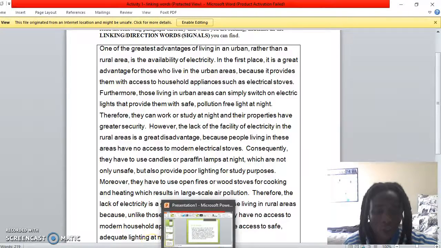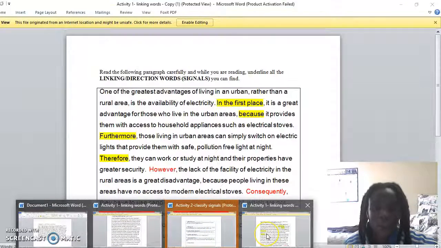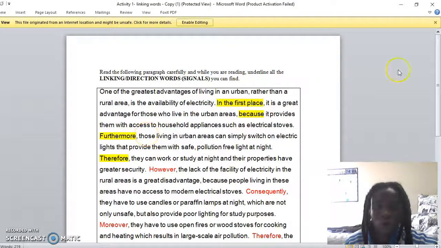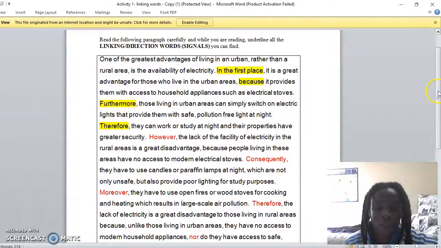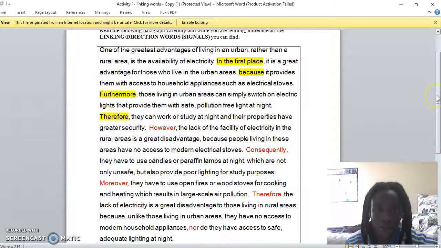Now, guys, you would notice from the passage that we have different logical connectors which have different signals. Now, from here, "in the first place" is an additional signal that is starting a statement that supports the main idea.